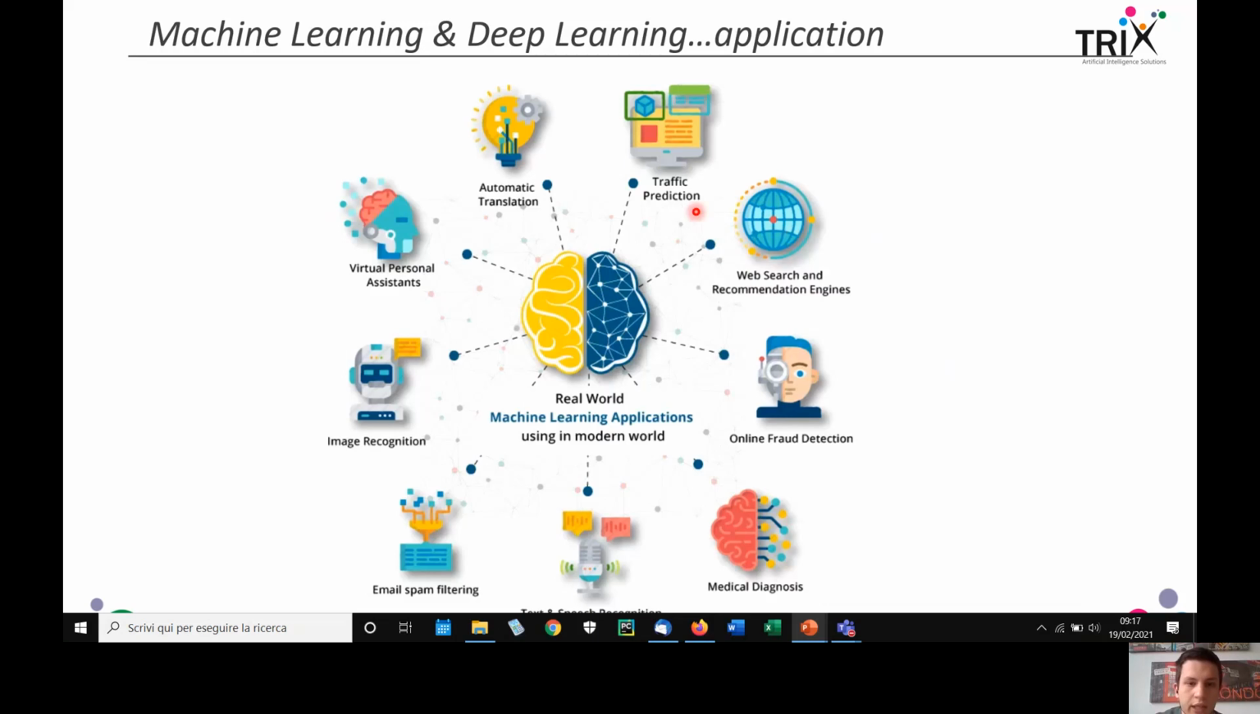The applications of machine learning are many. For example, automatic translation, virtual assistants like Alexa or Google Assistant, traffic prediction, web search like social network search, social network analysis, sentiment analysis, finding online fraud like email anomaly detection, for example email spam filtering, and image recognition, for example face recognition. In this case, I have to search, and the main application for us is text mining.